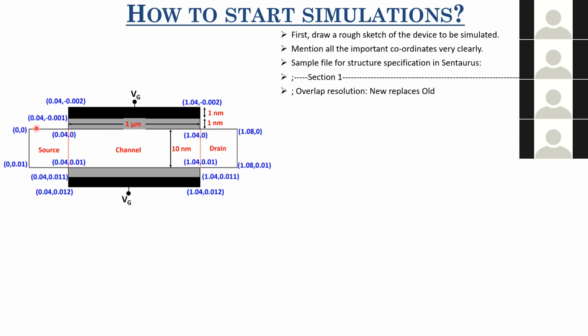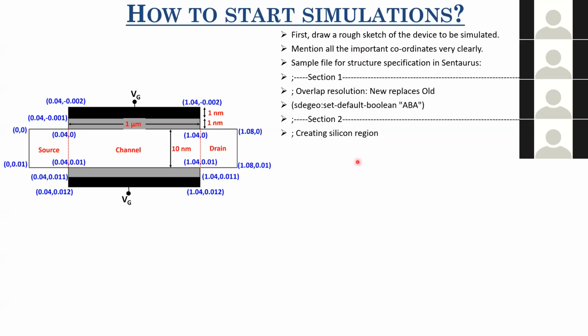Let's say I defined the channel first, and somehow I gave the wrong coordinates for the drain, and the drain now starts from here. It overlaps half of the channel. Then with this kind of resolution, that is new replaces old, the drain would replace the channel in this region. However, if we go to old replaces new, or new doesn't replace old, then we'll have the channel and the drain will be created only where the channel is not there. So these kinds of overlap resolutions are given here, and this is simply the code on how to implement the new replaces old overlap resolution.